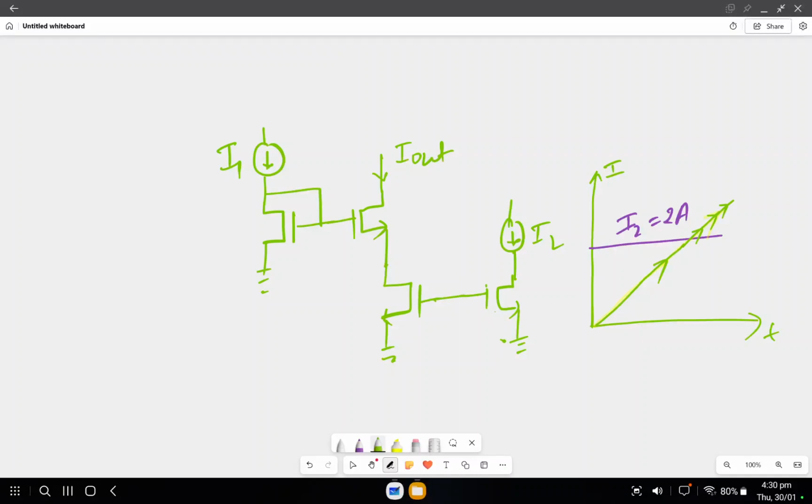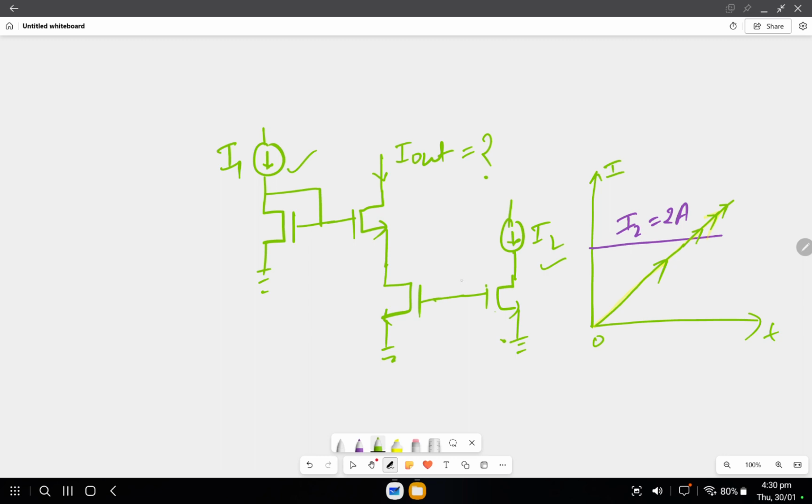Everyone, so today we are going to discuss this important interview question. So here this is the configuration given. We have two current sources, I2 and I1. I2 is a constant current source, I1 is a varying current source, which is going from 0 to high, and we have to find out the I out value.